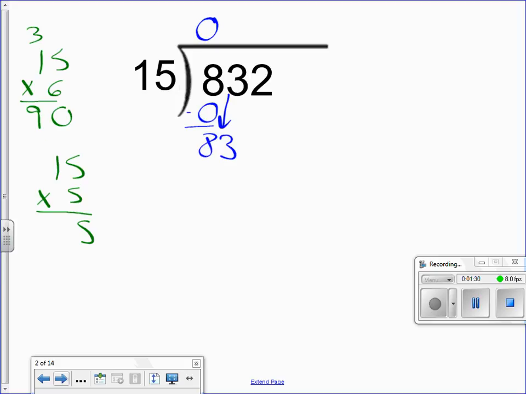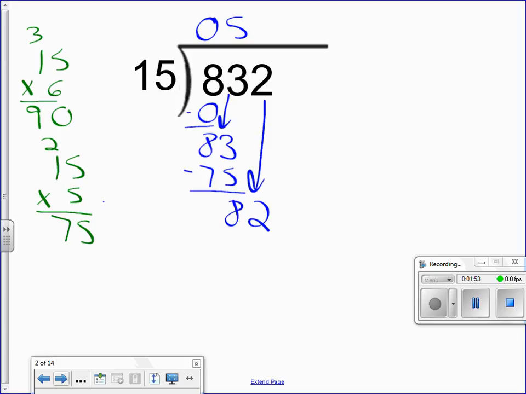5 times 5 is 25. 5 times 1 plus 2 is 7. 75 is your answer. So we're going to take that number, so we're going to put a 5 up top. 15 times 5, like we just said right here, is 75. So we'll put a 75 here. And we're going to go ahead and subtract. 83 minus 75 equals 8. And bring down the 2.